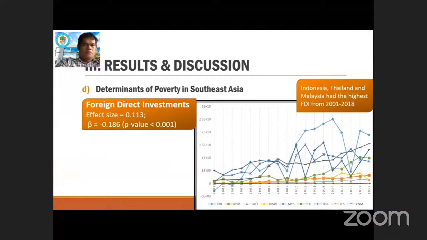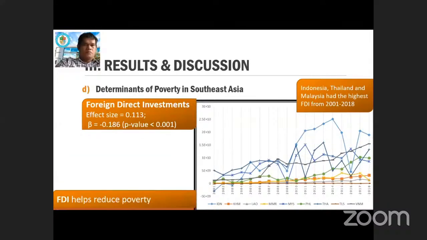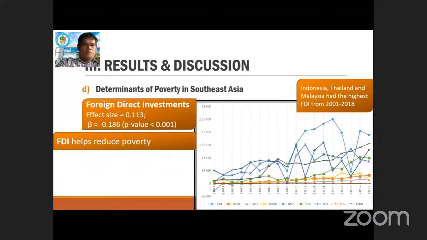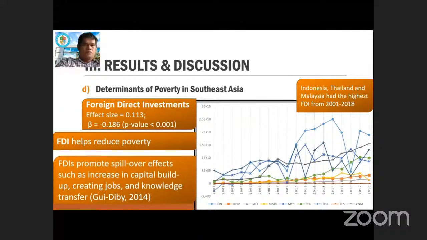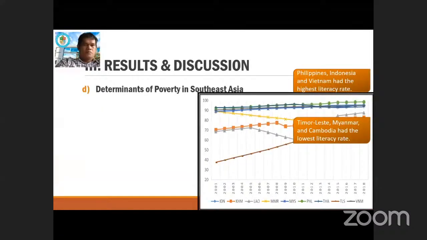Foreign direct investment is another factor linked to the significant reduction of poverty in the ASEAN region. FDI serves as a catalyst of industrialization and promotes spillover effects on the host countries, such as increasing capital buildup, boosting job formation, and knowledge transfer.